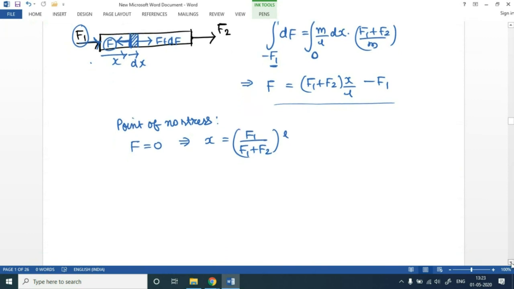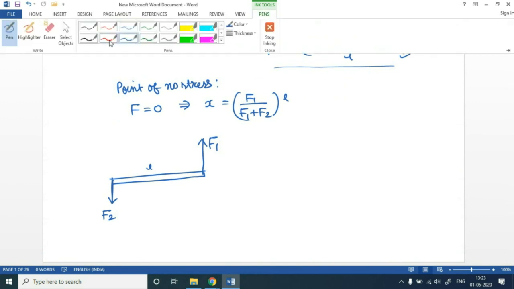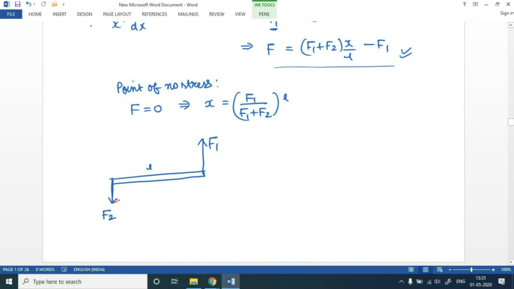So what we are basically seeing is that if we draw the force profile, imagine this is the rod of length l, and this end is experiencing a force f1, and we are drawing it this way, and this end is experiencing a force f2 over here. So in this relationship you can clearly see that the force is varying linearly with respect to x. So that is how the force profile will look like, the force will be decreasing in this direction.